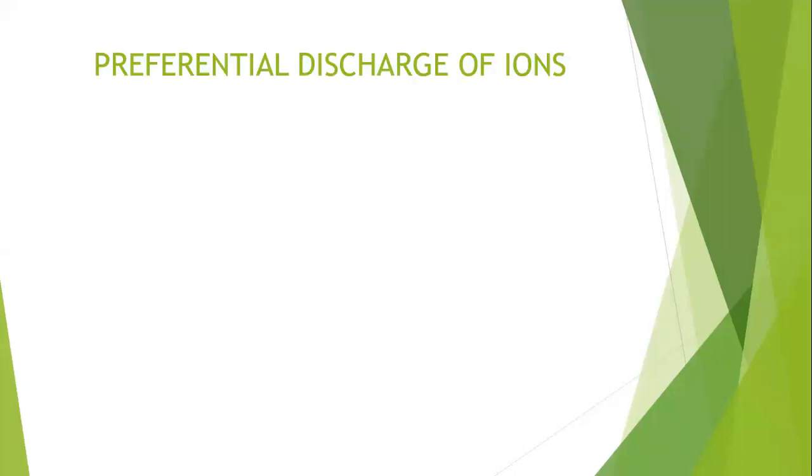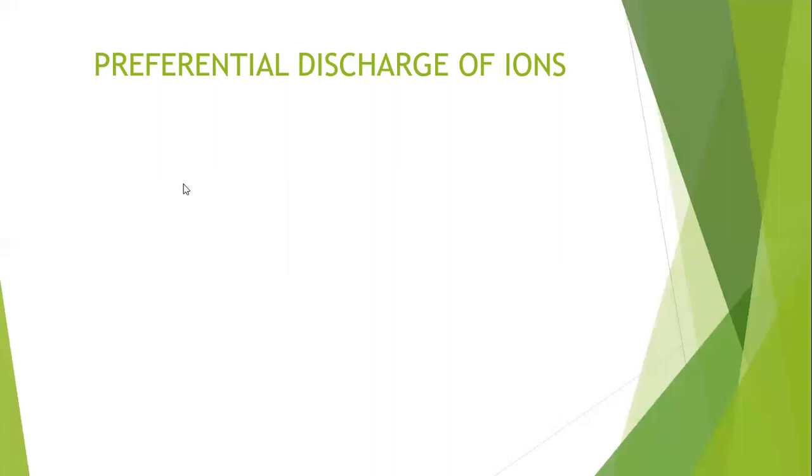Now, differential discharge of ions. They're saying that when you have two or more competing ions to be discharged at the anode or at the cathode, which one is going to be preferred? This depends on certain factors, and those factors are the preferential factors that affect the preferential discharge of ions.